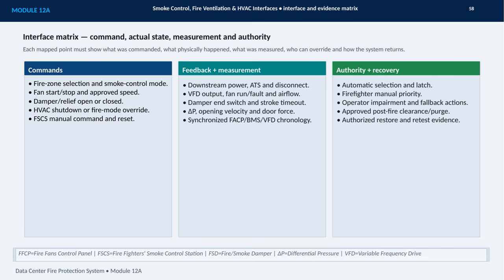The FACP, BMS, and VFD chronology must also align. Finally, authority and recovery define who can take priority, how impairments are handled, and what fallback actions apply. Automatic selection and latching, firefighter manual priority, approved purge, authorized restoration, and retesting all need documented evidence. This matrix turns system interfaces into an auditable sequence rather than assumptions.